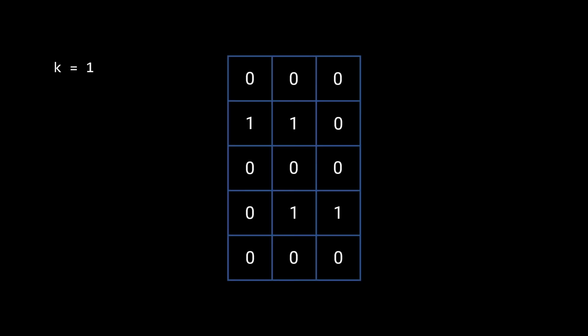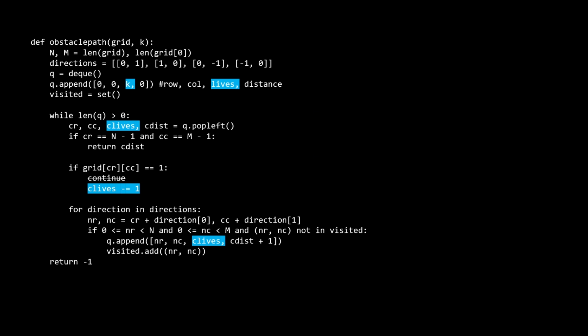The first is we need to keep track of how many obstacles we have removed on each path. So in this example, let's say k is equal to 1. We start in the top left and take a step down. We immediately have to remove an obstacle. So we need to somehow keep track of the fact that for this particular path, we can't remove any more obstacles. We can do this in our code by storing an extra piece of information in our queue. Along with the row, column, and distance of the path, we can store how many more obstacles we can remove from this particular path. I'll call this value lives, kind of like the lives left in a video game.